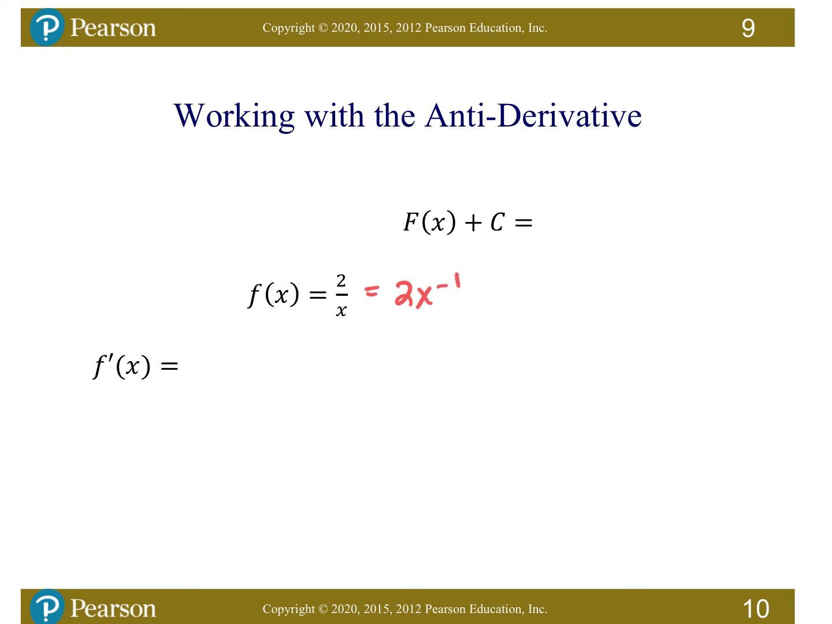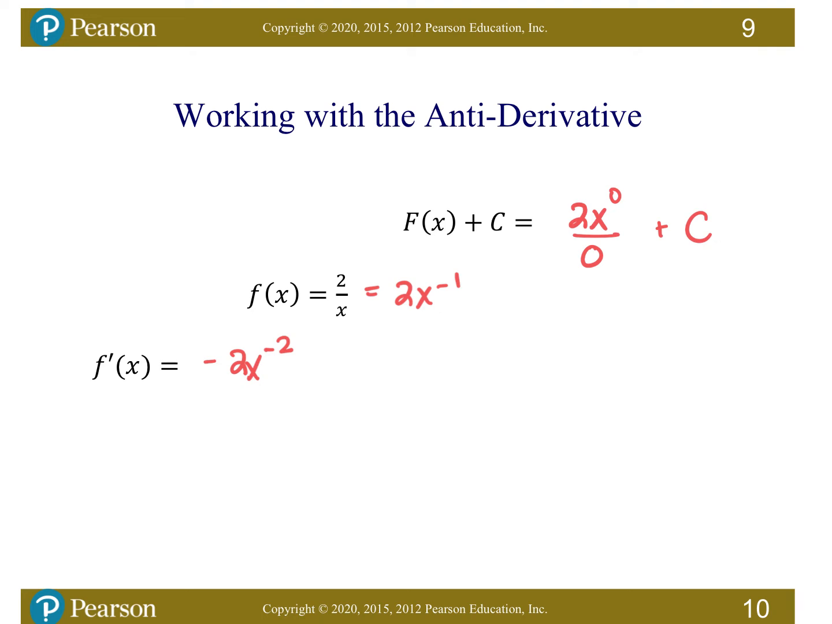Christine, make the power lower to find our derivative. Negative 2x to the -2. Good job. All right, now make the power bigger to find the antiderivative. 2x to the 0 divided by 0, plus C. So she's done all the math correctly. She's lowered the power correctly, and she raised the power correctly.